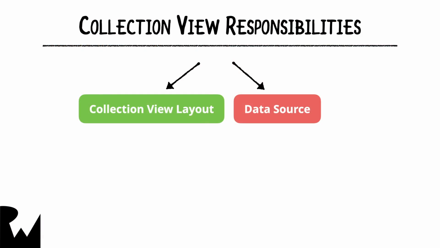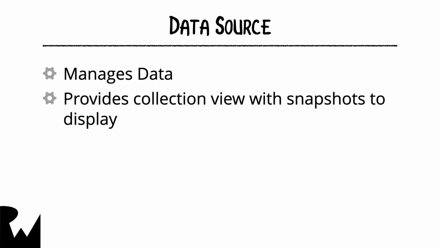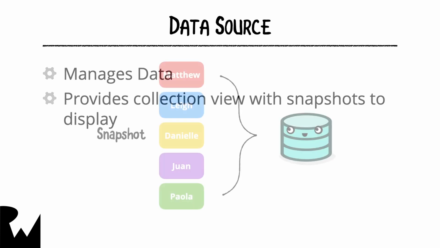One of the nice things about collection views is that they don't try to do everything themselves. Instead of defining how the data is presented, this job is handed off to a collection view layout object. Similarly, a collection view doesn't organize and manage the underlying data either. This is the responsibility of a data source object. A data source object manages the data and provides the collection view with snapshots of the data to display.